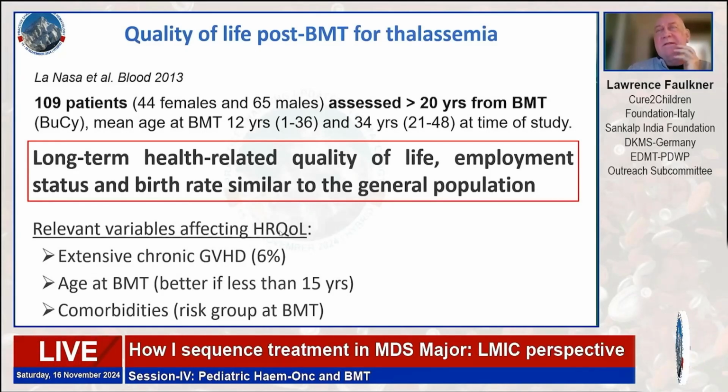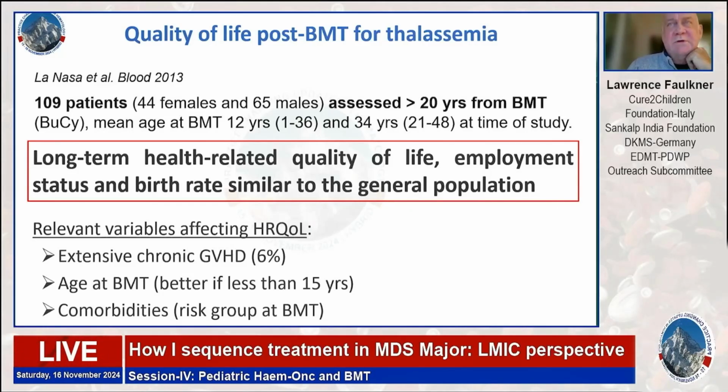It was also pointed out that health-related quality of life will still be preserved in the patients that develop extensive chronic GVHD. It is influenced by age at BMT. For example, none of the girls that were transplanted beyond age 15 years had preserved fertility. And of course, it depends also on comorbidity at the time of transplant. But I think it's fair to say that if a child is transplanted early, he is likely to enjoy a restoration of a normal health-related quality of life, with a question mark on fertility.